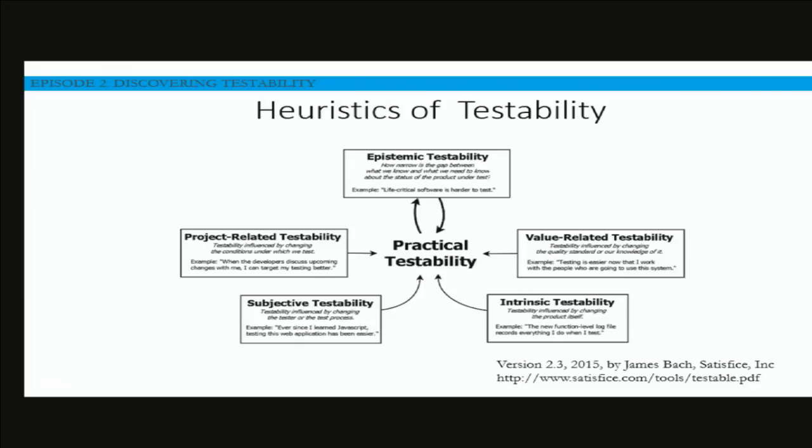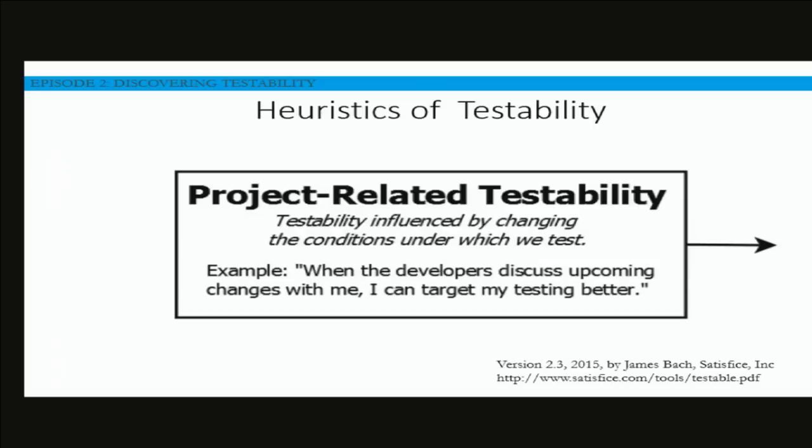So James describes testability as a function of 5 other testabilities. I will go through this model very briefly. If you're more interested, you could find it on his website. So the first testability is the project-related testability. This is testability that's influenced by changing the conditions under which we test.